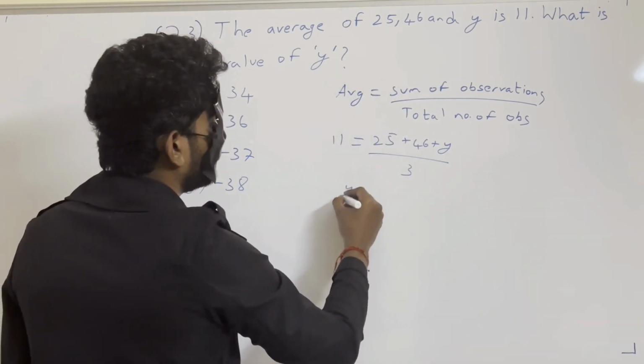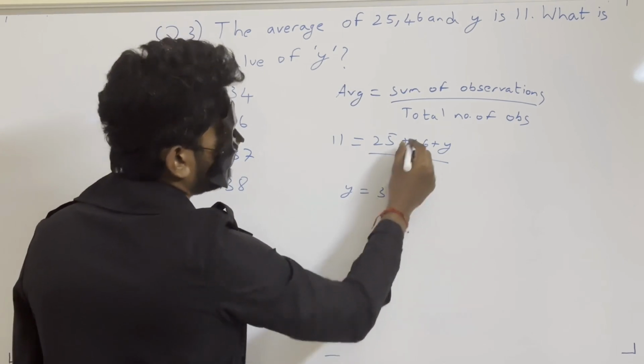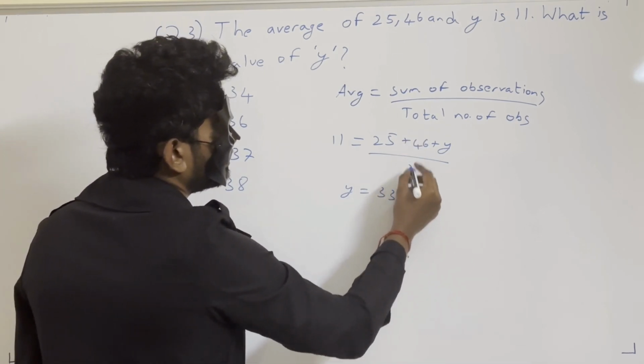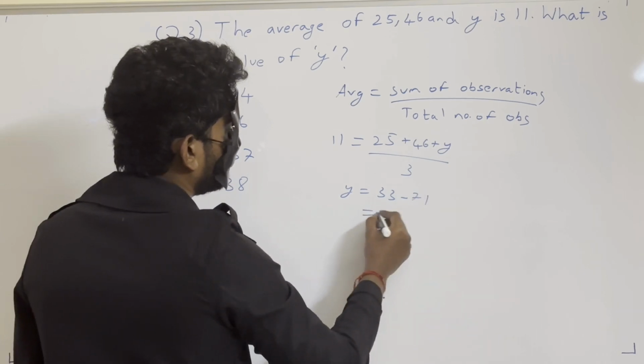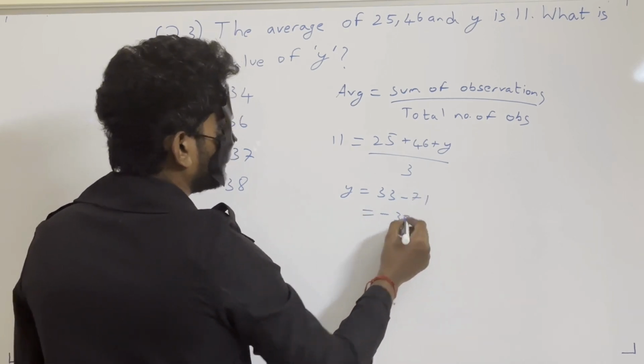So y is equal to 33 minus (46 plus 25), which is 71, which is nothing but minus 38.